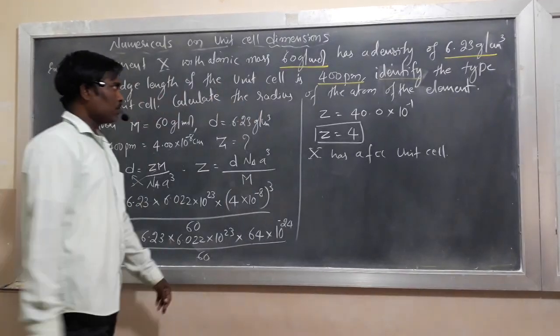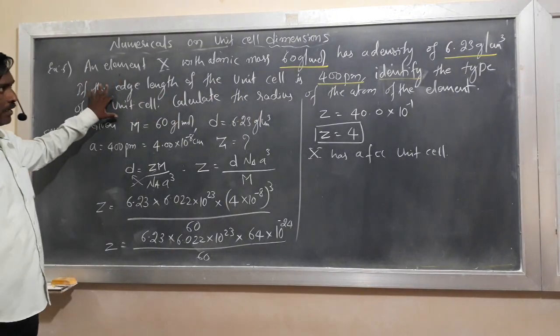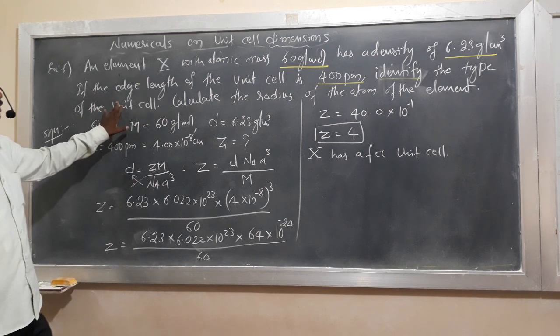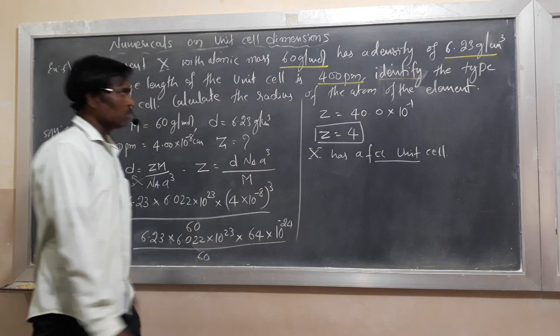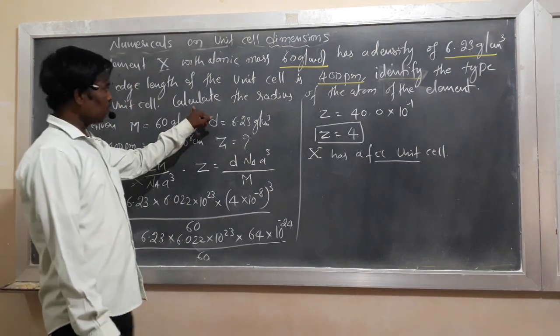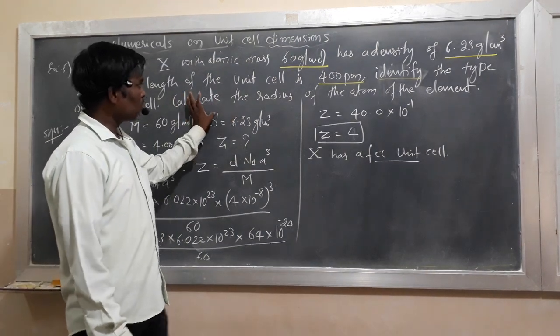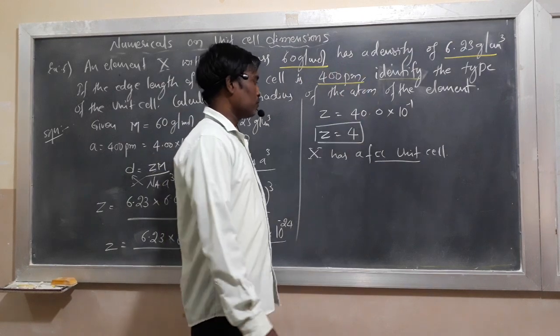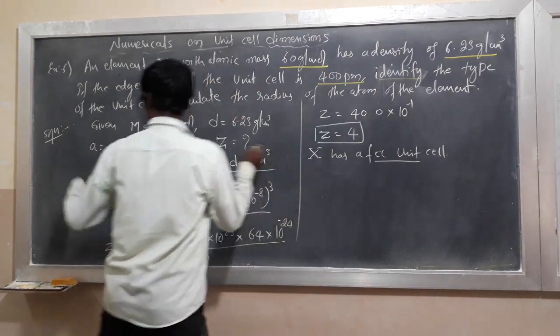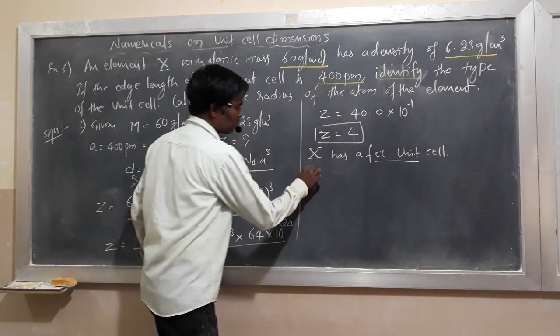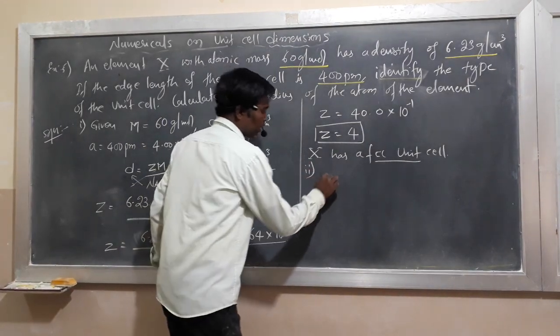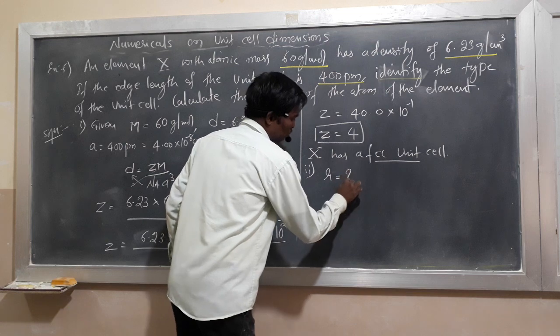So this is the first part. We identified the type of unit cell. The unit cell is an FCC unit cell. FCC means face centered cubic unit cell. And next, the second part: calculate the radius of an atom. This is the first part, Roman 1, and second part: radius of atom is equal to question mark.